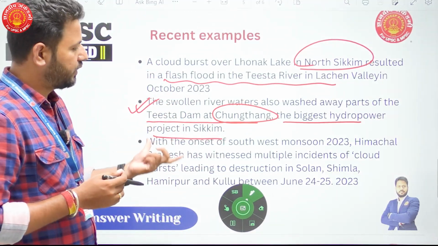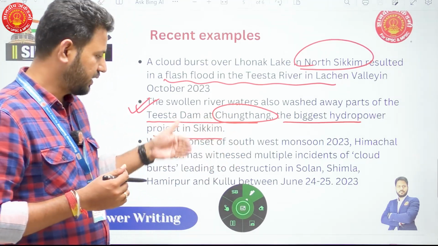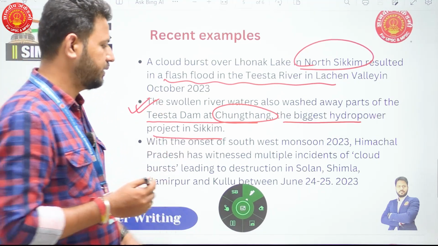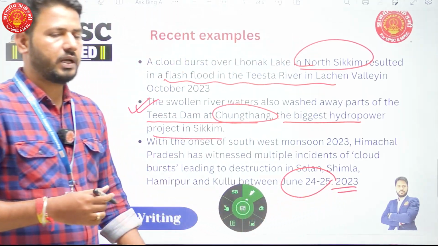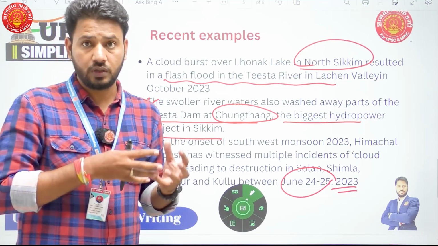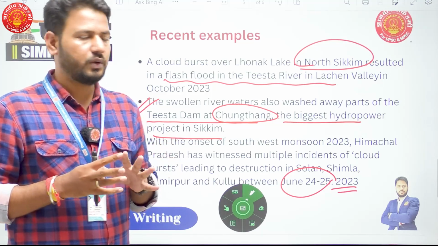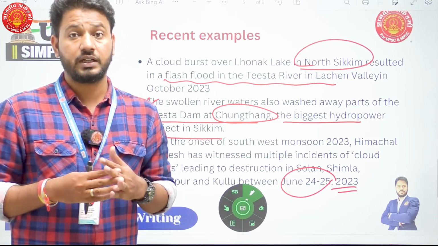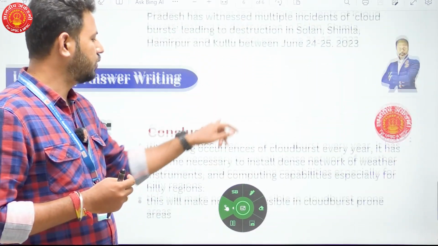The other example you can mention that is from Himachal Pradesh and Uttarakhand, because especially Himachal Pradesh saw very frequent events of cloudburst between June 24 and 25 in 2023. Now, because the question says that two examples from Indian subcontinent, you can also mention any example from Pakistan as well. Okay, but these were the two most recent examples of cloudburst in India. So I've taken these.